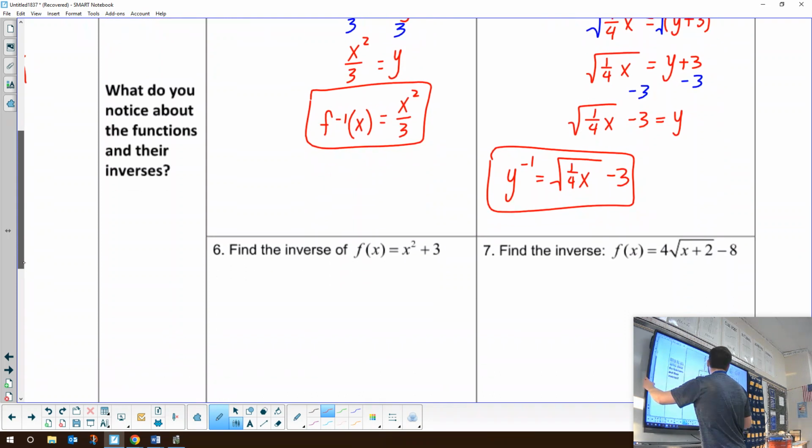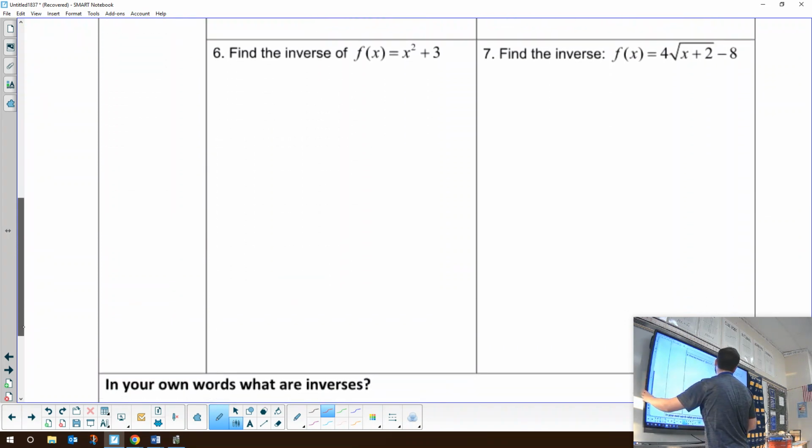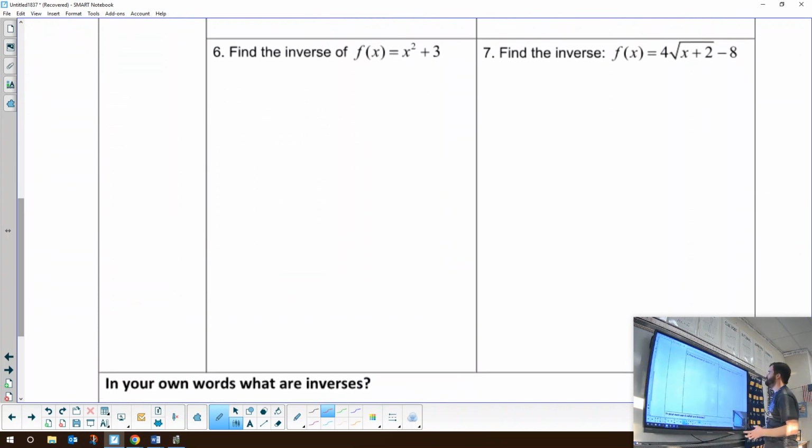Okay. Let's take a look at number 6 and number 7 now. So, number 6, find the inverse of f of x equals x squared plus 3. Easy. Remember, that's my y, and then all I have to do is switch my x and y. So we're going to get x equals y squared plus 3.